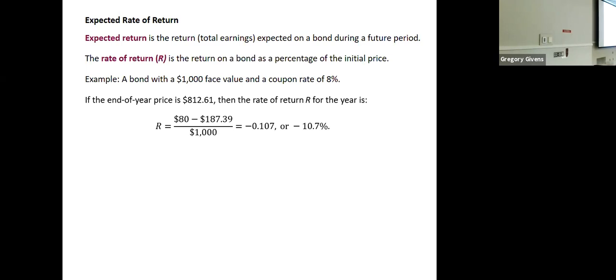I probably should have this definition below. The expected return is the return or your total earnings expected on a bond during some future period. Our example is just a 1-year holding period. All right. Now, we can make an informed guess or estimate of what the expected return is going to be by borrowing a concept from probability theory called expected value. How many of you guys and gals have had some basic stats courses before? Anybody? What is expected value? You guys know how to compute that?